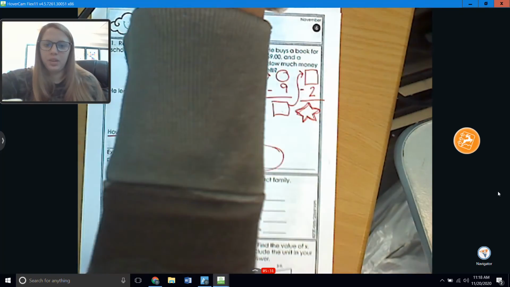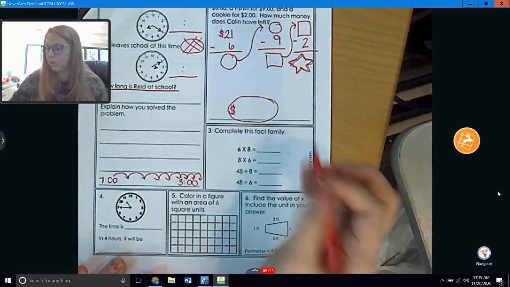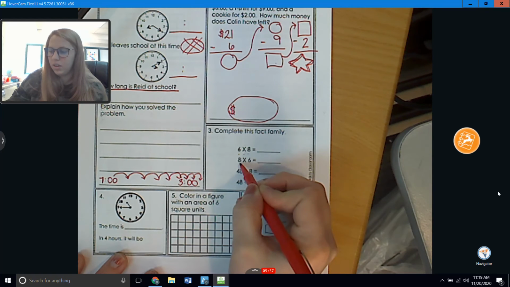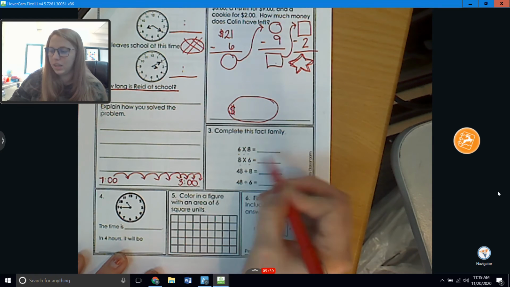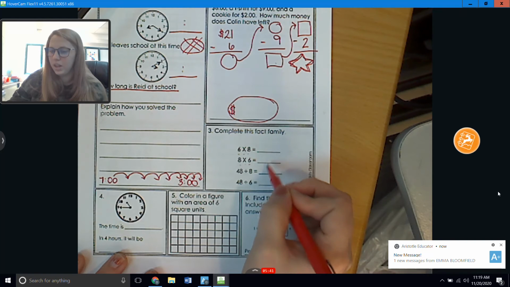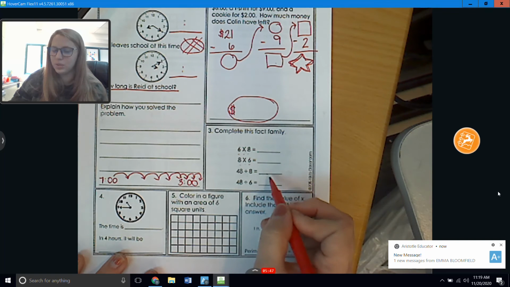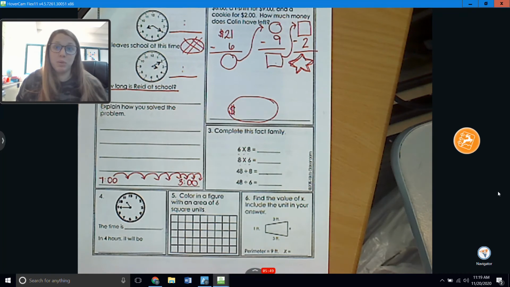Next we have a fact family for number 3. Complete this fact family. 6 times 8, then 8 times 6, so these two answers will be correct. Then you have 48 divided by 8 equals what? And 48 divided by 6 equals what? So that one should be pretty easy. It gives you all the answers. You just got to think.